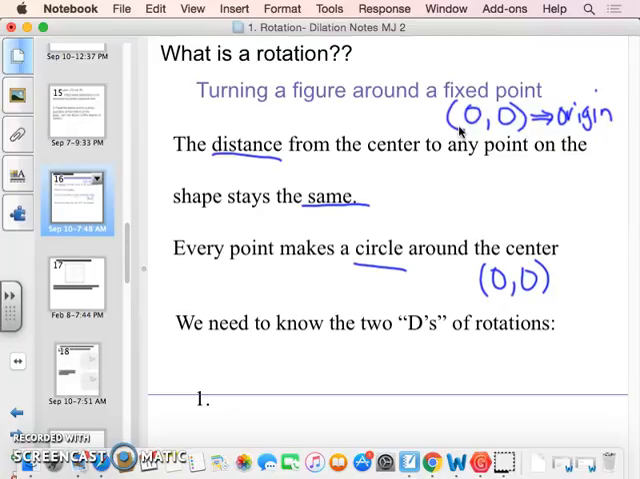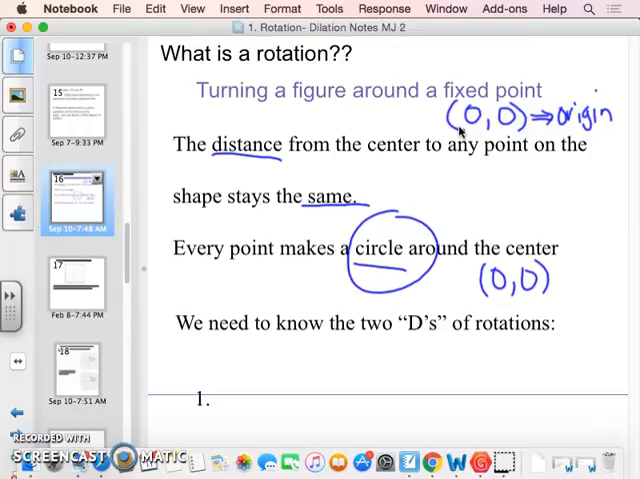We need to know that a rotation is different from a reflection. Remember, a reflection has a line of reflection that you reflect over and it flips. And a translation is when you slide an object from one part on the grid to another. Now we have to know that a rotation is going to be a turn, when you are turning around a circle.